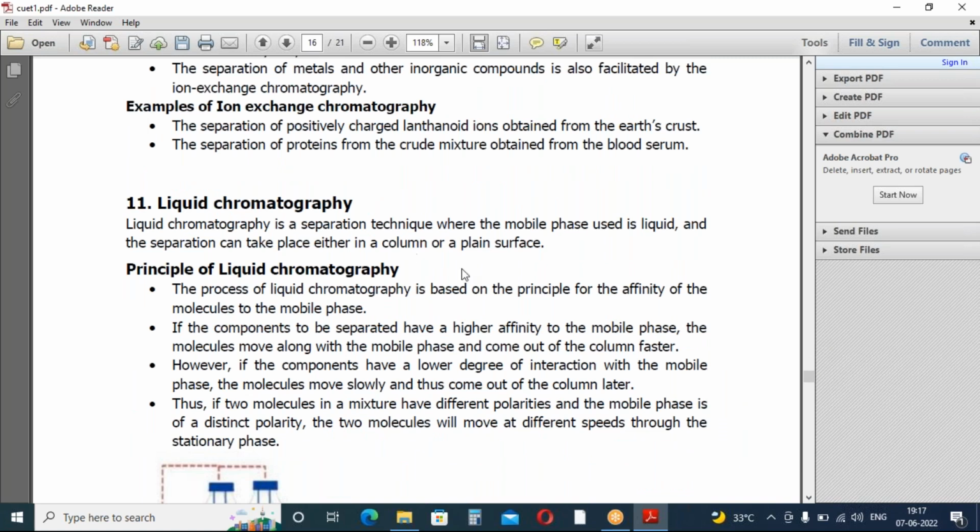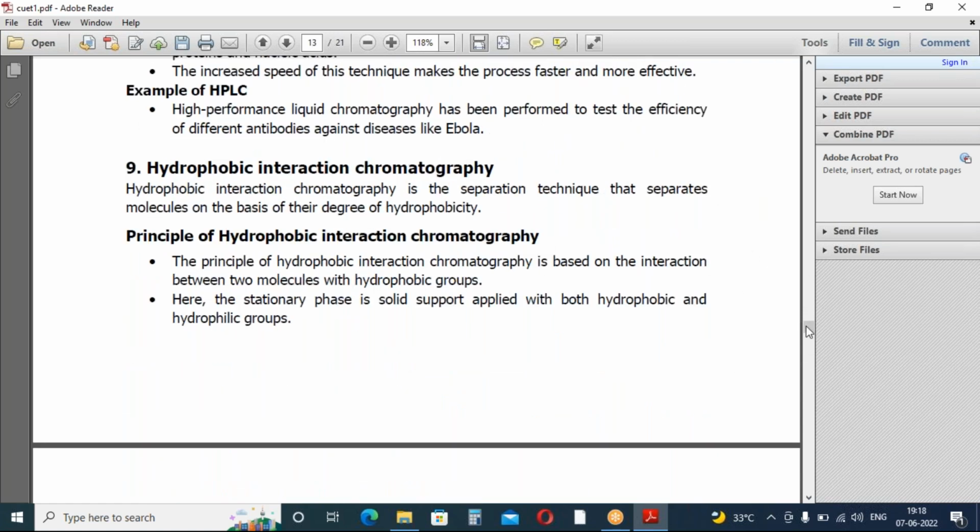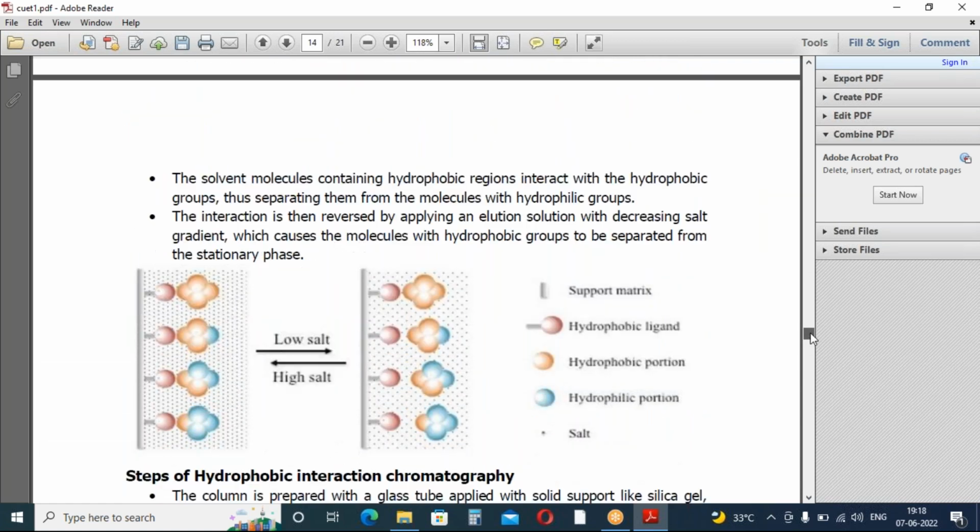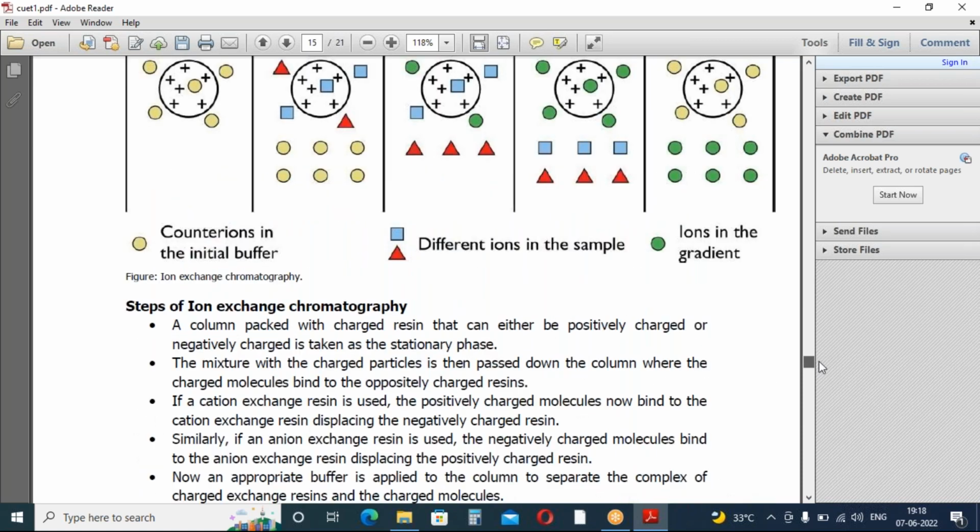Okay, next, coming to liquid chromatography. In liquid chromatography, the mobile phase that is used is liquid, and the separation takes place either in a column or on a plane surface. That means this mainly depends upon the mobile phase, which is liquid. Here also the major principle involved is affinity. That means the affinity between the stationary and mobile phase causes the separation.